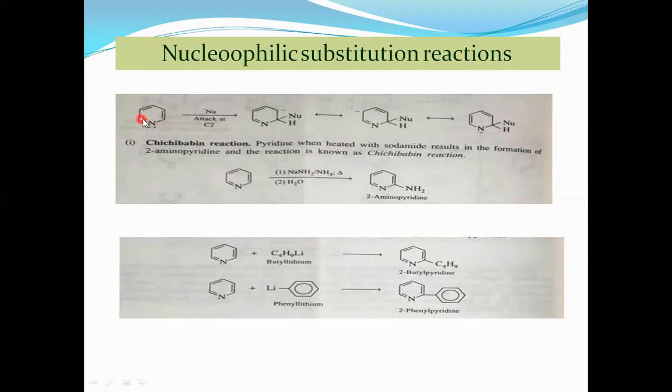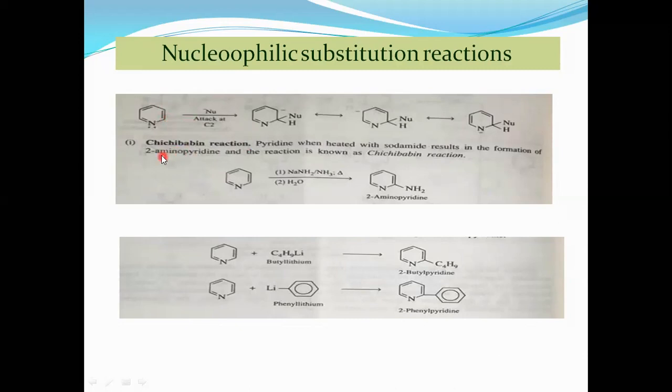These two positions are equivalent. This is alpha and this is alpha dash. So these two positions are equivalent. So it undergoes nucleophilic substitution reactions at C2 more readily than the C3 and C4 positions.